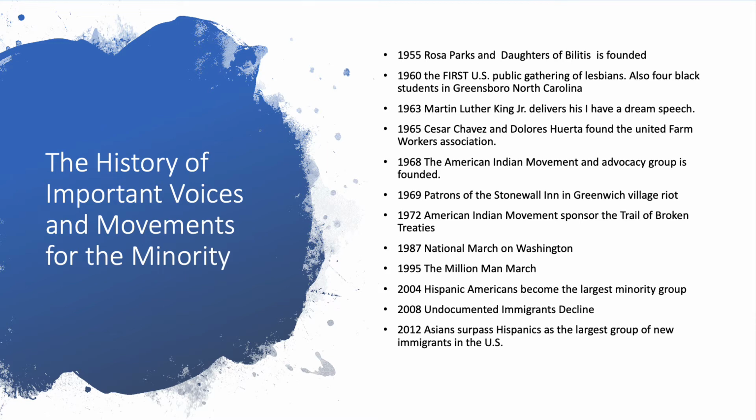In 2004, Hispanic Americans became the largest minority group. In 2008, undocumented immigrants declined due to economic hard times. The immigrant number fell to less than 11 million in 2012. In 2012, Asians surpassed Hispanics as the largest group of new immigrants in the U.S.